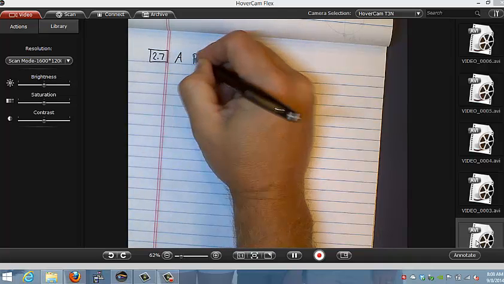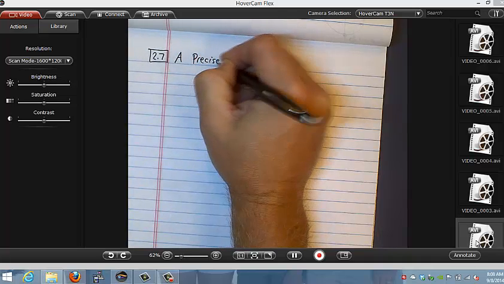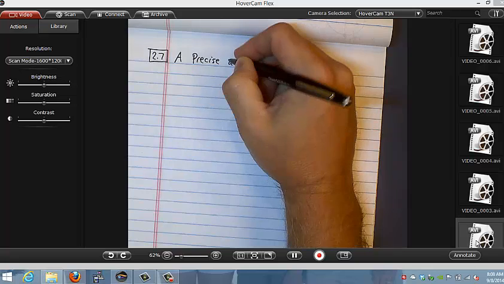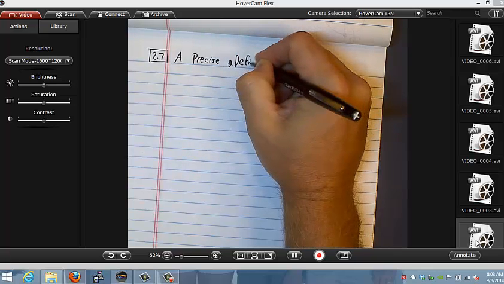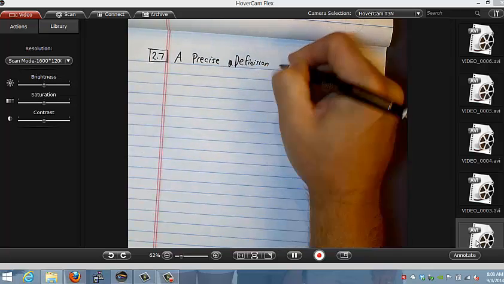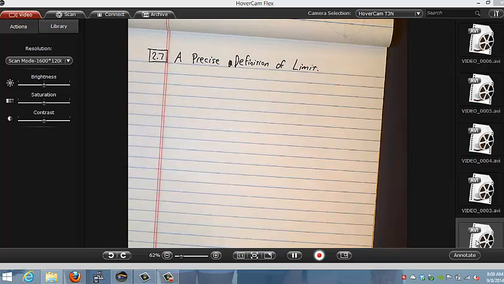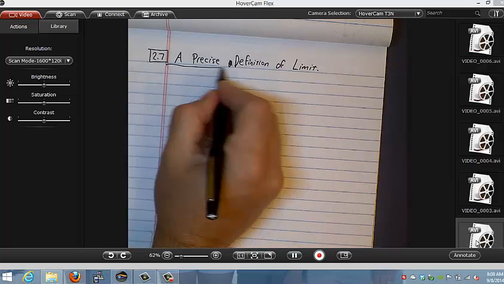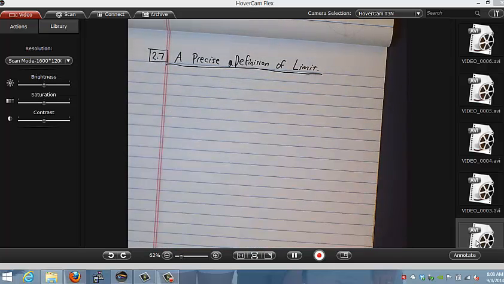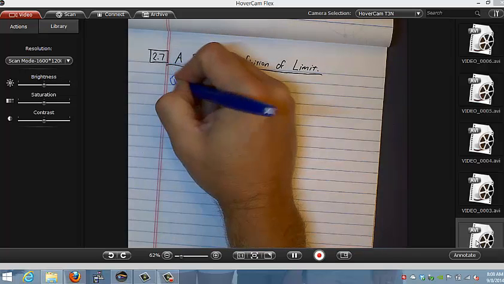So I want to give you guys my notes on a precise definition of limit. Okay, that's my job today. See if I can help you learn how to understand a precise definition of limit. But what I said first is we want to review absolute value. Okay, so here's a quick review.